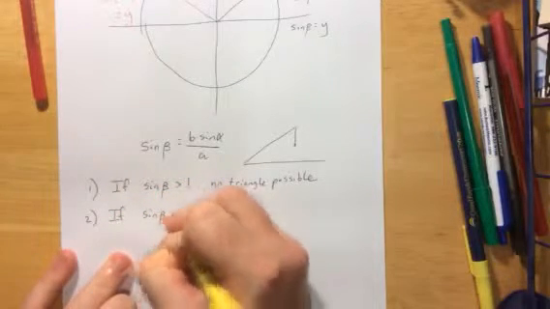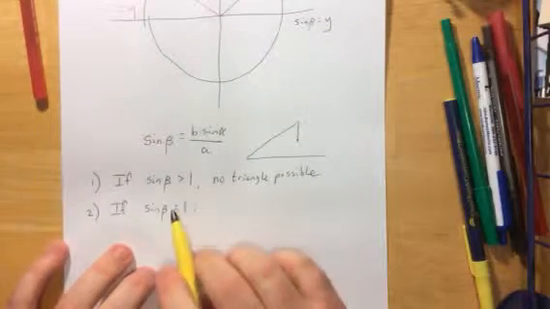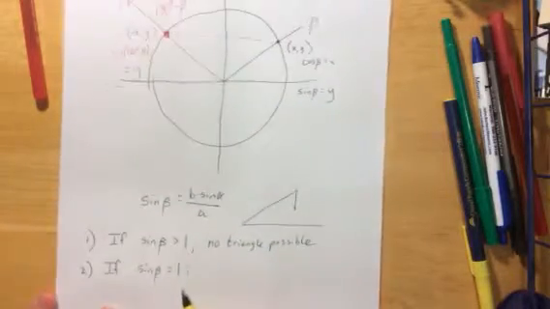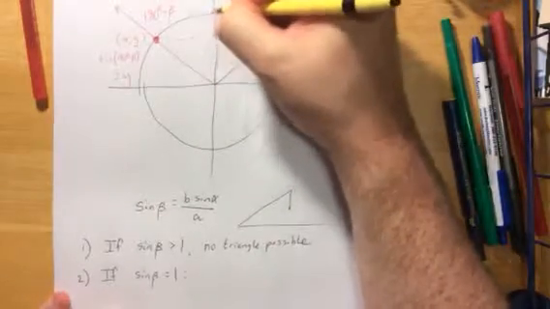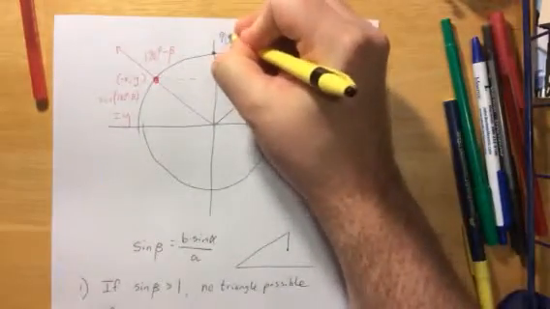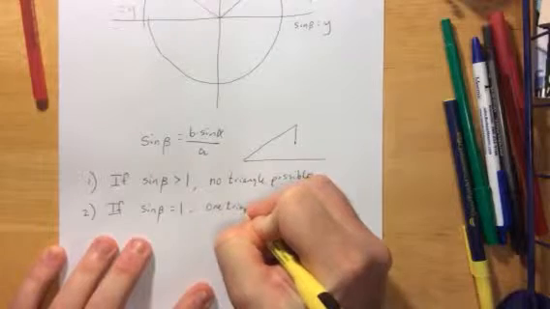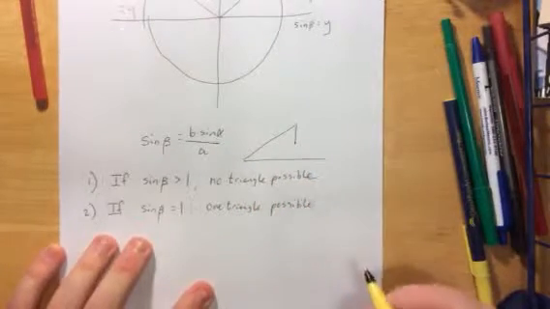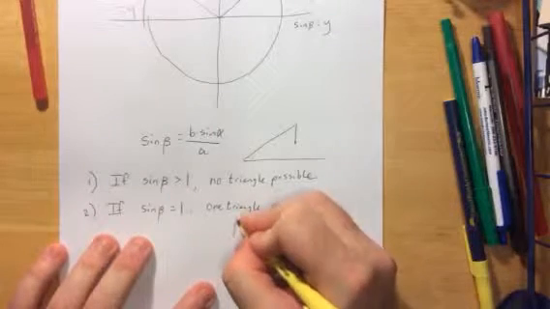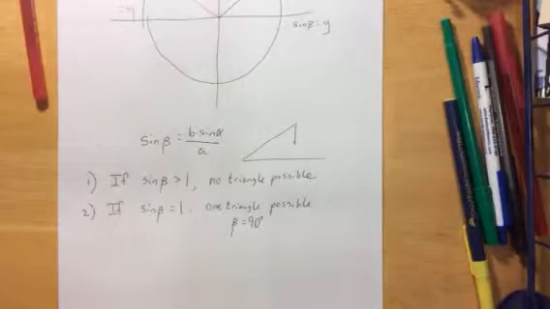Second possibility, this doesn't happen too frequently, but when it does, it is an absolute gift. If the sine of beta is equal to 1, then the only possible angle on the unit circle that we could be talking about is where the y-coordinate is equal to 1. That is a good old-fashioned 90-degree angle. Now for the 90-degree angle, this means that there is one triangle possible, and that beta is equal to 90 degrees. This is a pretty awesome case.